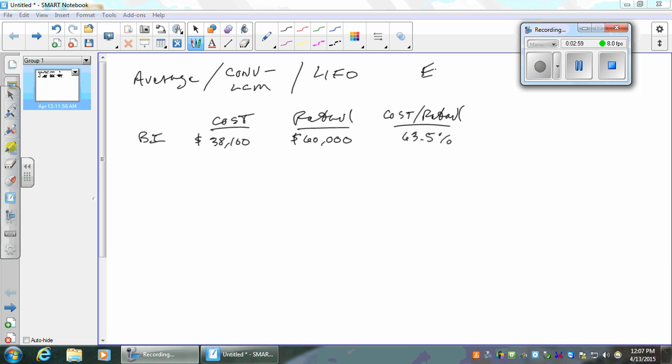We're doing exercise 923. All right. So, yeah, if I was going to use LIFO, I'd need that information. I don't need it otherwise, but it's still good to monitor what's happening to your gross profit percentage. If that's the cost percentage, what's the gross profit percentage? 100% less 63.5, right? Everybody got it?